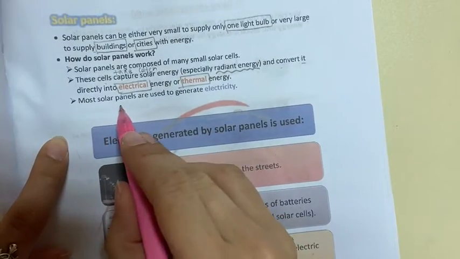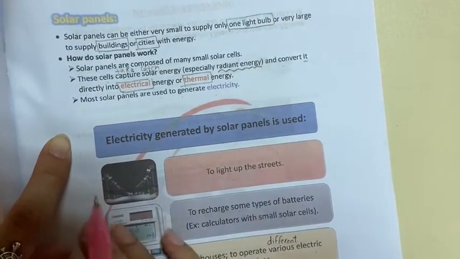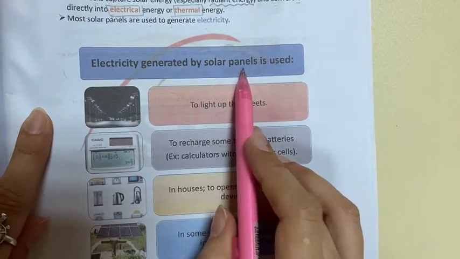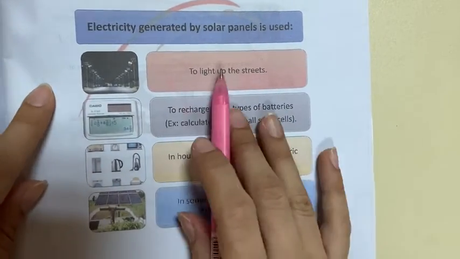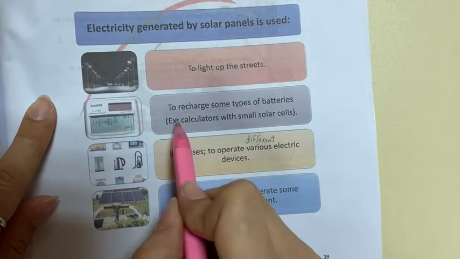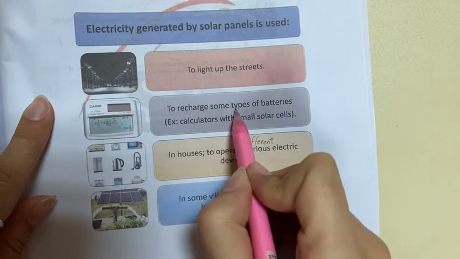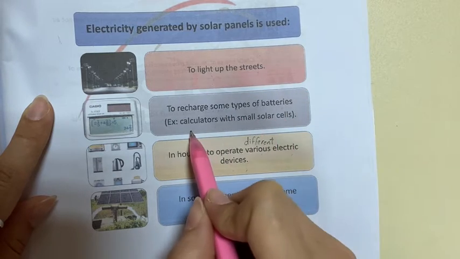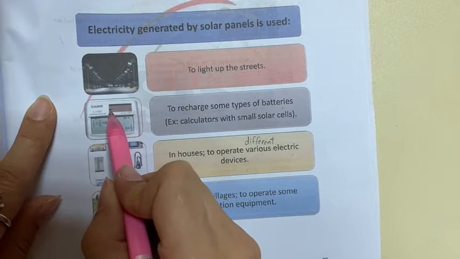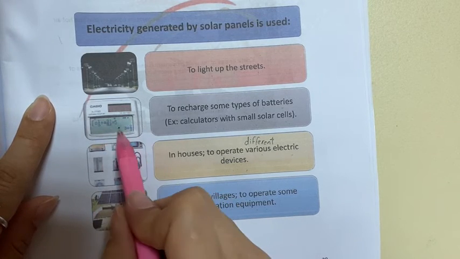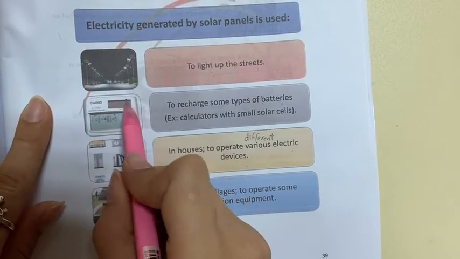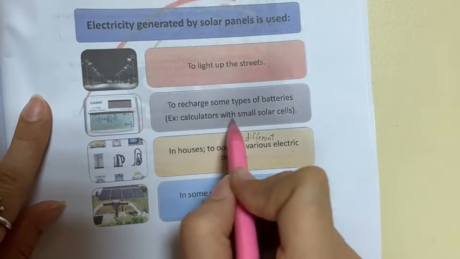Most solar panels are used to generate electricity. Here, electricity generated by solar panels is used to light up the streets. Number 2, to recharge some types of batteries, like here in calculators with the small solar cells. Can you see it here? You all know, maybe saw this calculator before. It works with the solar panel that has some solar cells.